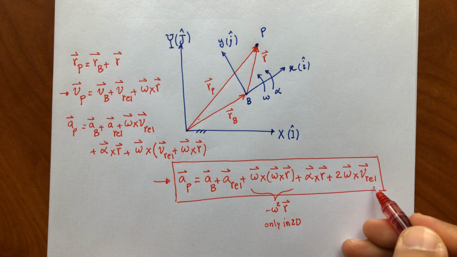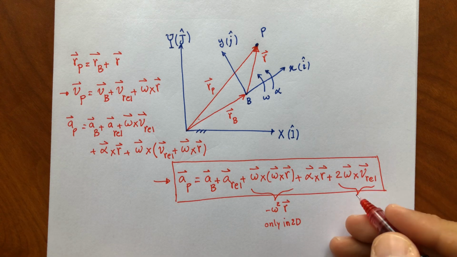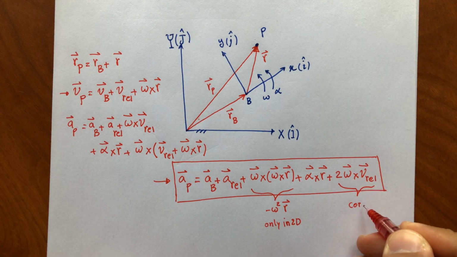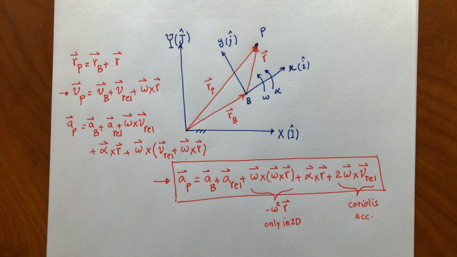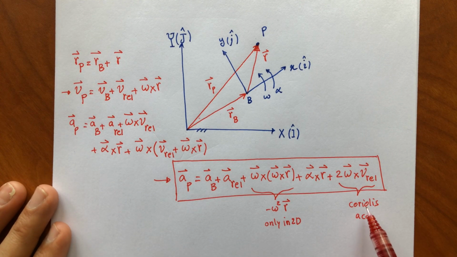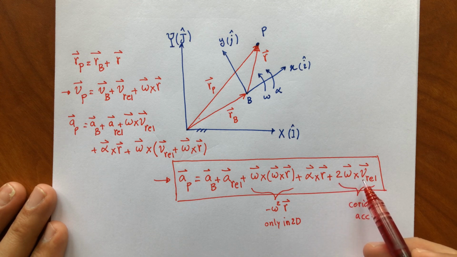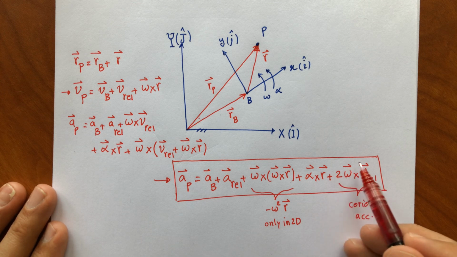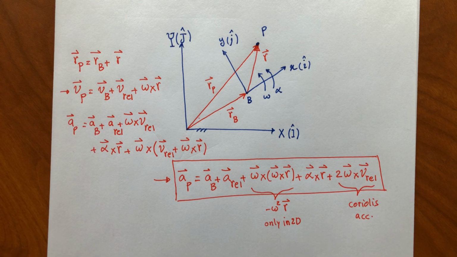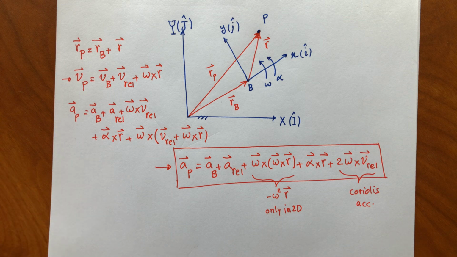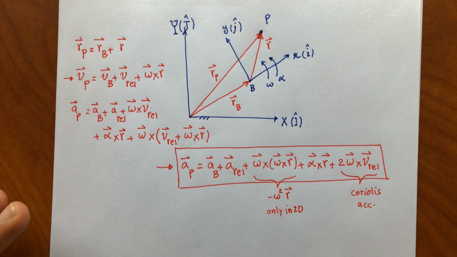And also, this part, which is a kind of weird part, is the Coriolis acceleration. So if you hear or see Coriolis acceleration, it means 2 times omega cross V_REL. We are not going to go into the details of the physical meaning of this Coriolis acceleration, but for now, just keep in mind this term is the Coriolis acceleration, just a name.